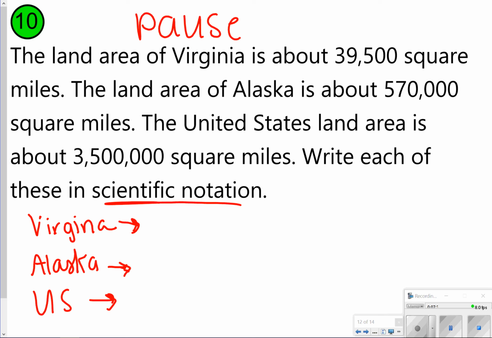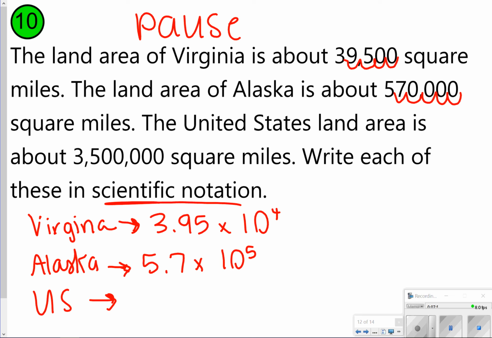Alright, Virginia is going to be 3.95 times 10 to the 4th, since I moved the decimal 1, 2, 3, 4 places. Alaska will be 5.7 times 10 to the 5th, moving 1, 2, 3, 4, 5 places. And then the United States will be 3.5 times 10 to the 1, 2, 3, 4, 5, 6 power. So here are my answers for number 10.